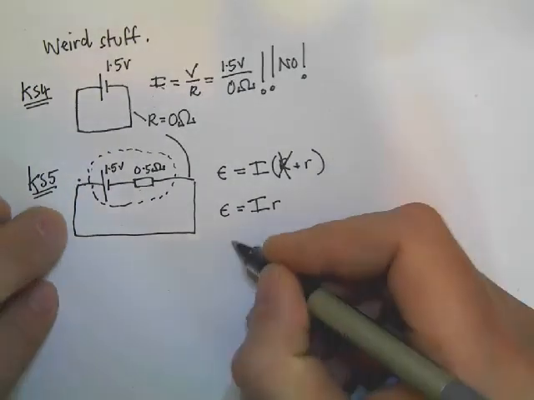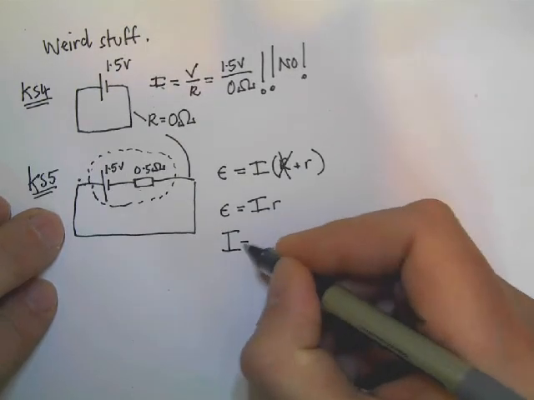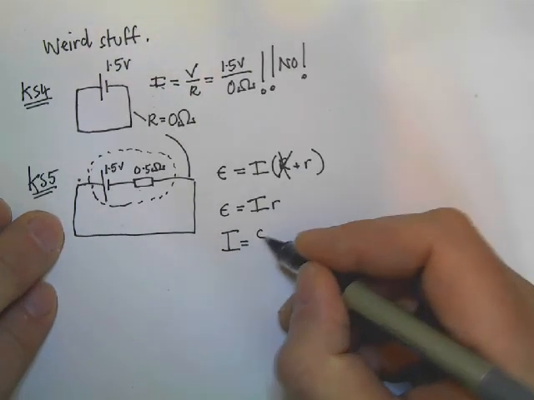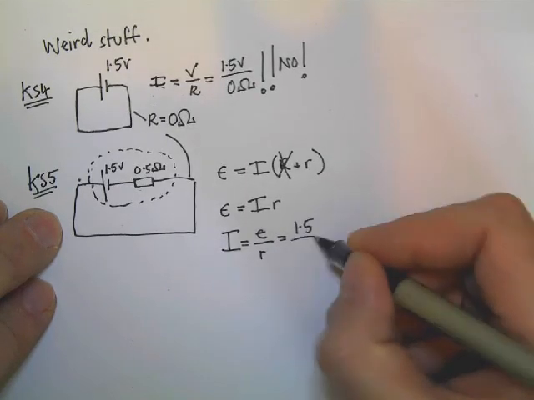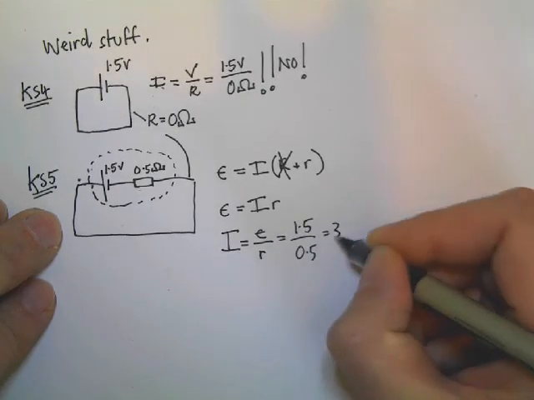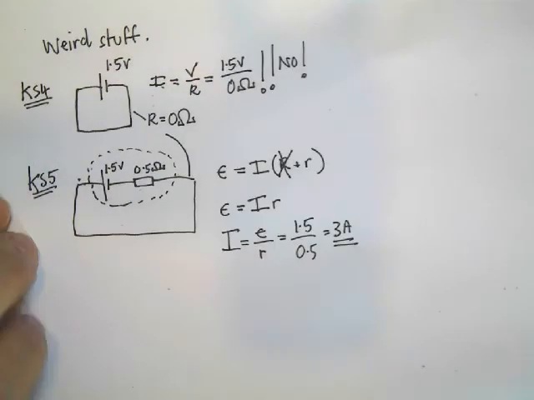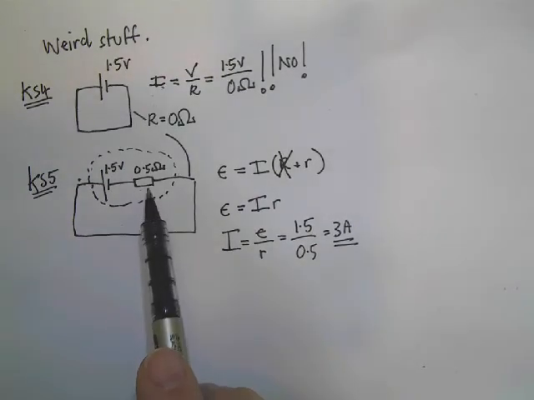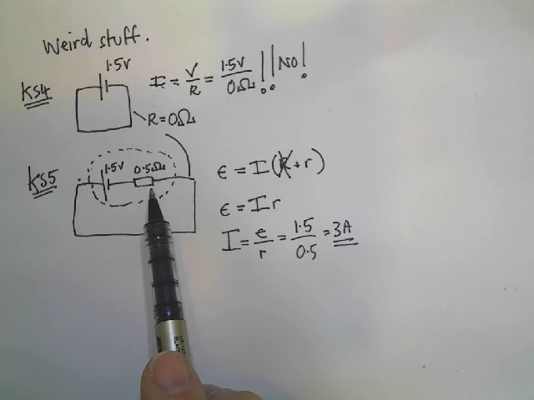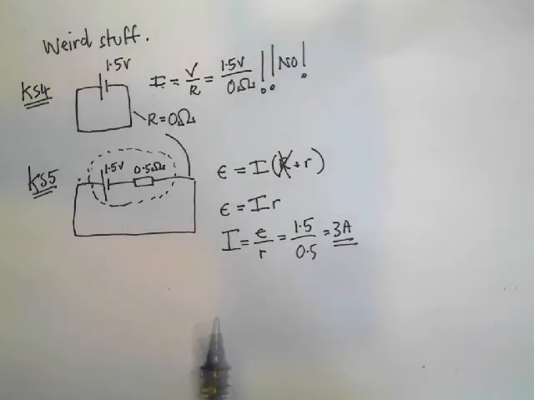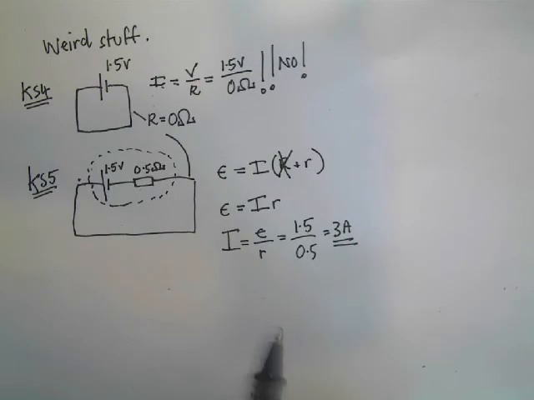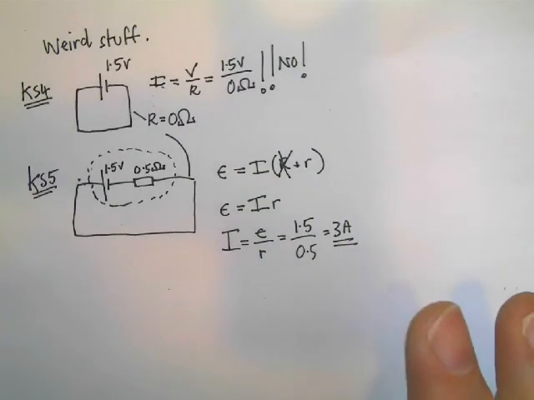So we get our EMF equals I times little r. So the current is going to equal EMF over r equals 1.5 over 0.5 equals 3 amps. And that's the most that this cell would ever be able to deliver. If we made this internal resistance lower, the current that you would get would be bigger.